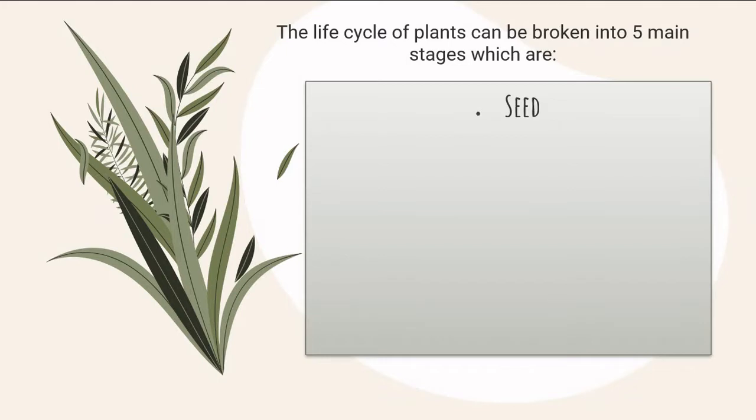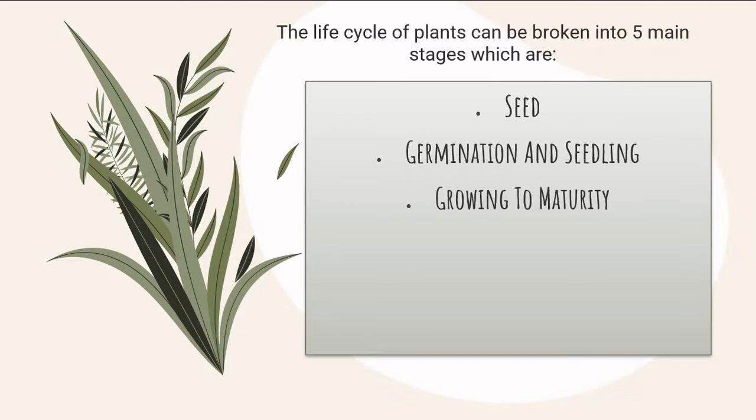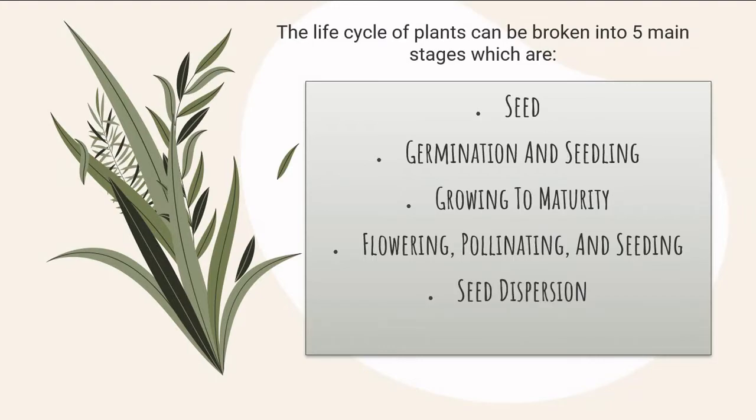The life cycle of plants can be broken into five main stages, which are seed, germination and seedling, growing to maturity, flowering, pollinating, and seeding, and last, we have seed dispersion.